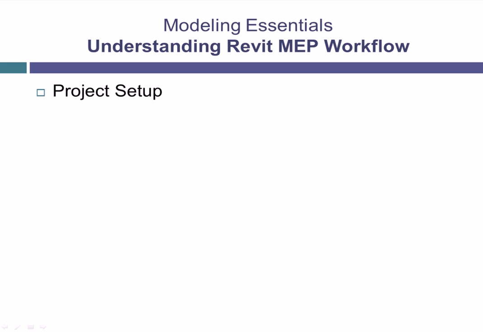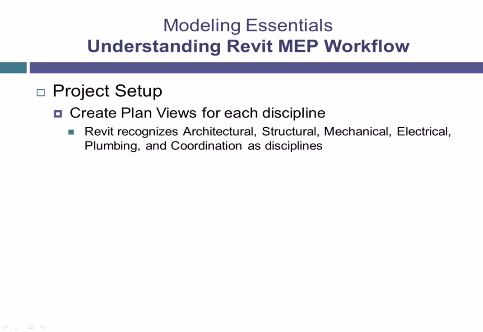Once you know how the project will be set up, you can begin creating views and sheets, as well as adding families to the project. These steps do not have to be completely finished before the team can begin work on the project, though. You will need to create plan views for each discipline as required by the project or your company standards. Revit recognizes architectural, structural, mechanical, electrical, plumbing, and coordination as disciplines. However, you can create subdisciplines under each discipline to create views as needed.